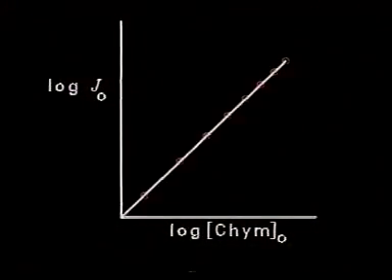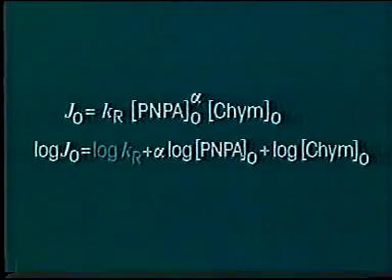Such a plot is indeed linear, with a gradient of about 1. Clearly, the reaction is first order in chymotrypsin. If we hold the initial concentration of chymotrypsin constant, leaving the paranitrophenol acetate as a variable, then we again get the equation for a straight line. Well, what do we get now if we plot the log of the initial rate against the log of the concentration of substrate?